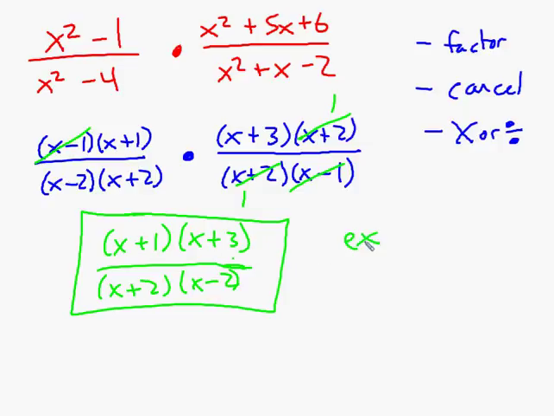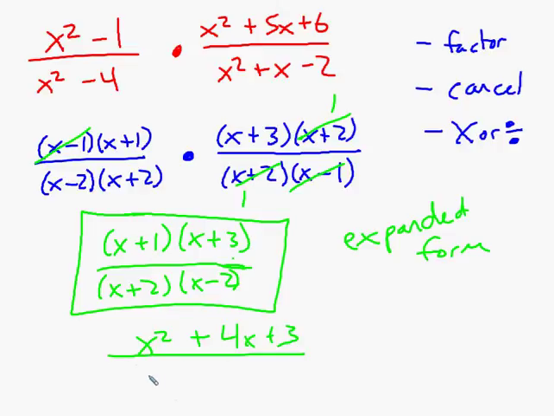If I say expanded form, expanded form means I'm going to actually multiply it out. In that case, I get x squared plus 3x. Nope, not 3x. 4x in the end, plus 3, all over x squared minus 4. And then that's the expanded form. This is factored form. This is expanded form.